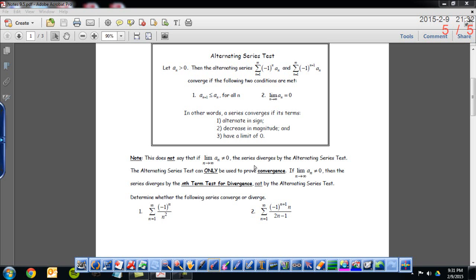Okay, so let's determine whether the following series converge or diverge. All right, so we do see that it's alternating. So when you see that you have an alternating series, the very first thing that I want you to do is find the limit as n approaches infinity.